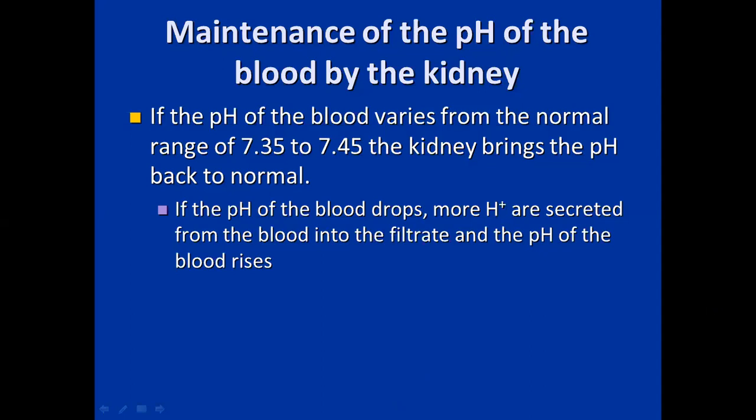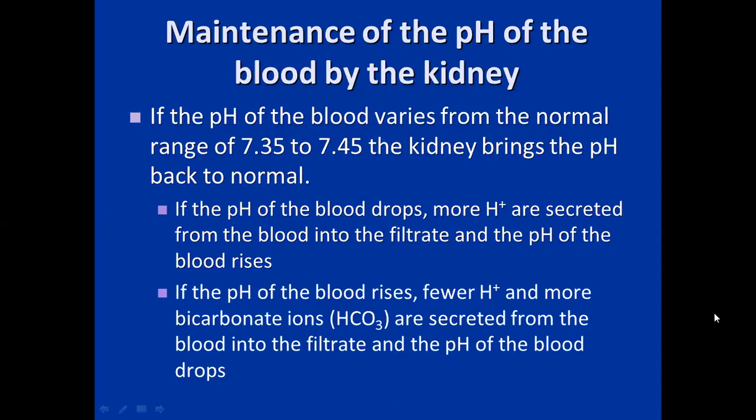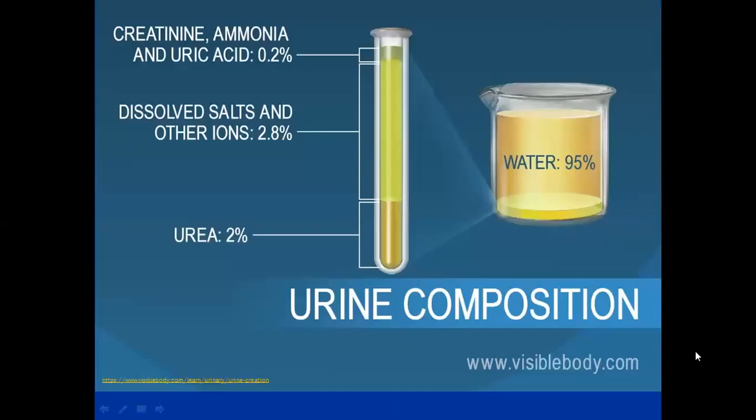Okay. If the pH of the blood rises above the norm, above the 7.45, then fewer hydrogen ions and more bicarbonate ions are secreted from the blood into the filtrate. And bicarbonate ions are alkaline, and that drops the pH of the blood. Okay, all right, so this just shows you the different parts of urine.